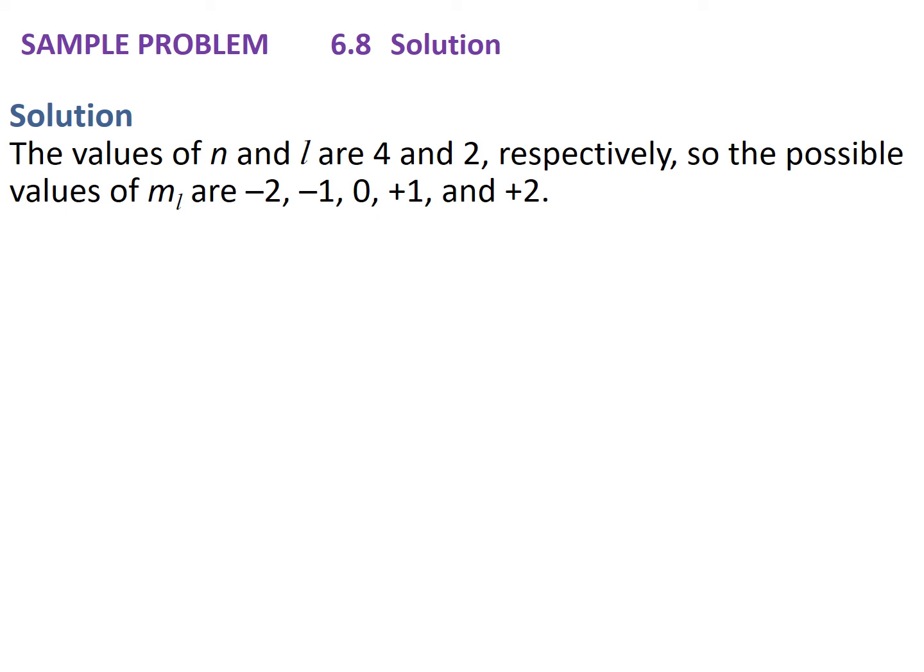Oftentimes, we've said that the maximum that L can be is n-1. It does not mean that L is always n-1. So here, n equals 4 but L does not equal 3. L can equal a maximum of 3, so it means that you can have a 4f orbital, but you can also have a 4d or a 4p or a 4s. So you can have L equaling 3, 2, 1, or 0 in this case, right?